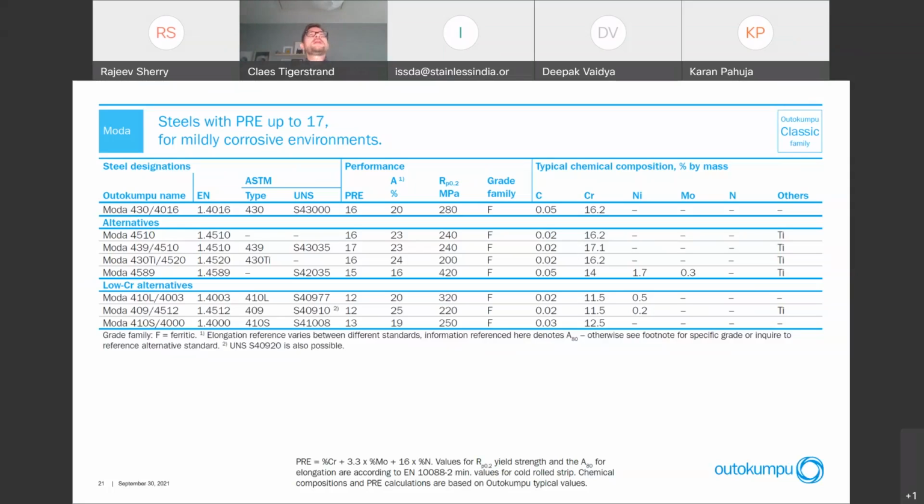So here you can see a list of all the grades we have in the Moda range. I will not go into detail here. What we can note is that in the middle, you can see the performance, and there you have something called the grade family. So you see that all of them are indicated with an F, which means that they have a ferritic structure.